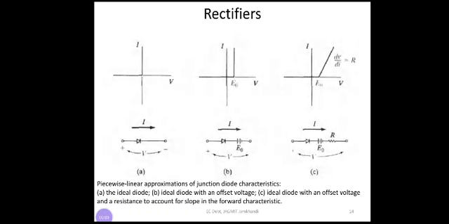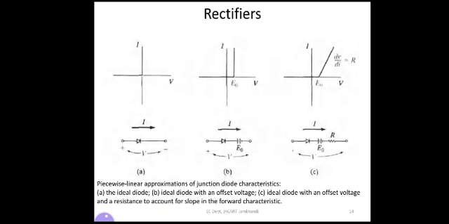Hello everyone. In the previous class we discussed reverse bias breakdown, in which we covered Zener breakdown and avalanche breakdown. In today's class we will discuss rectifiers. In this we are going to discuss the piecewise linear approximation of a junction diode characteristics.